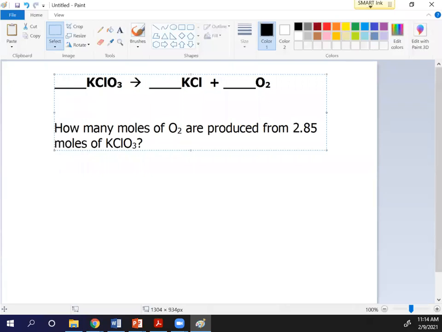Given the following equation, how many moles of O2 are produced from 2.85 moles of KClO3? That is the first step you have to do. It has to be balanced. So you do any stoichiometry problem, you must have a balanced chemical equation. So to balance this one, it would be, somebody tell me? Yes, you're correct. 2, 2, 2, 3.